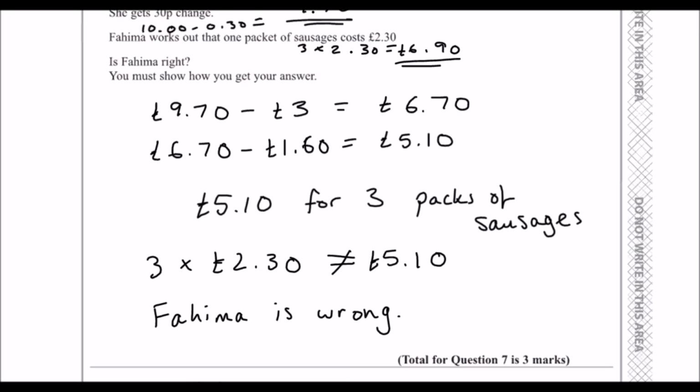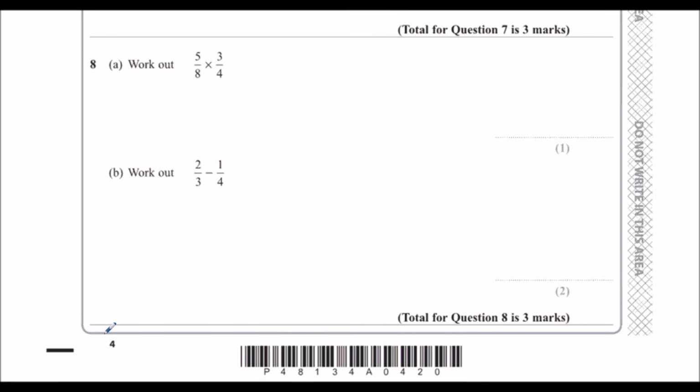Question 8. So we're going to be multiplying fractions here. So we've got to work out 5/8 times 3/4. To multiply fractions, we're going to multiply the tops and multiply the bottoms. So 5 times 3 is 15, and 8 times 4 is 32. So the answer is 15 over 32.